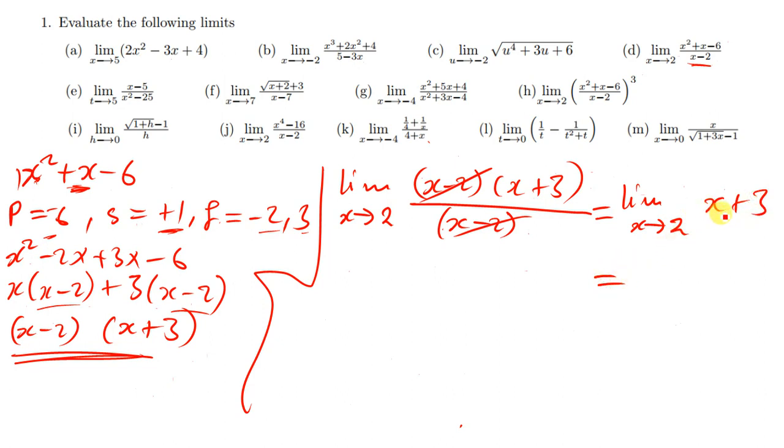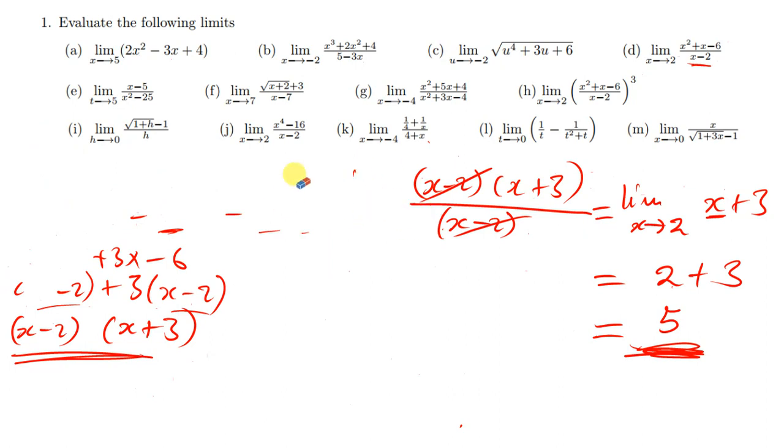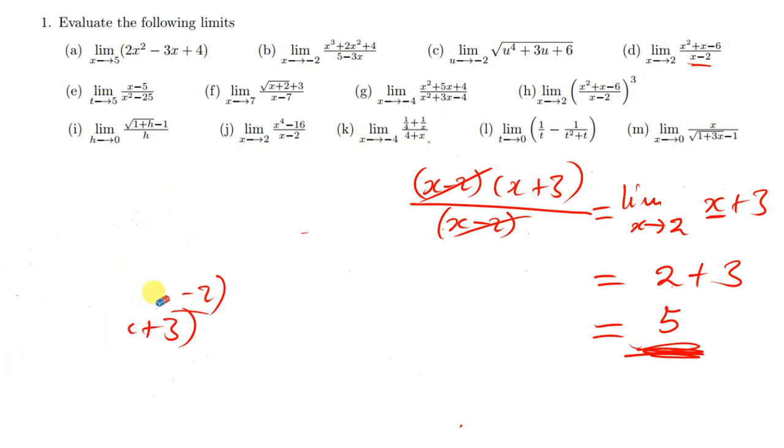What this means is that where there is x, you have to replace it with 2. So when you replace 2 there, you have 2 plus 3, and the answer is simply 5. So that is how you find such a limit. The same applies to part E, which is the next question. You always have to make sure that you simplify the expression so that the answer that you get will not be undefined.